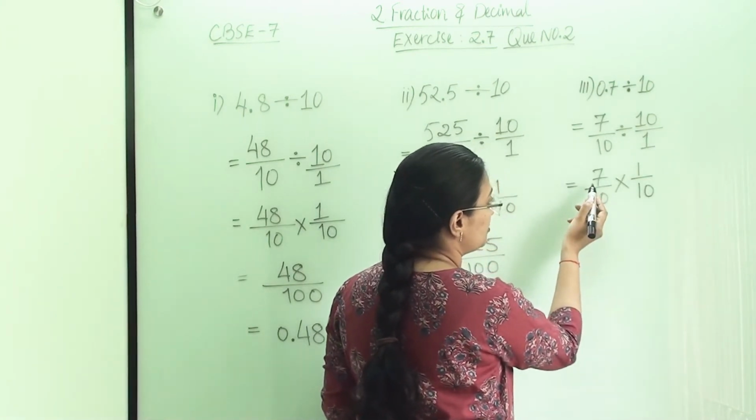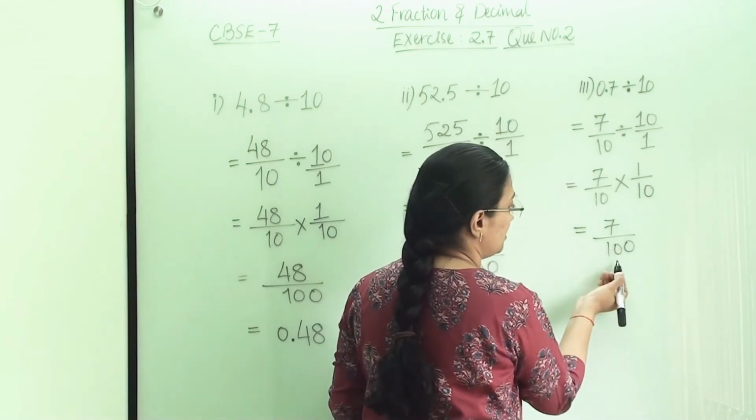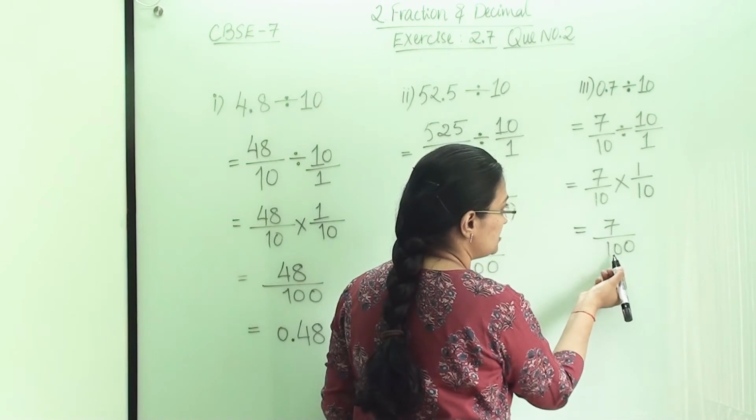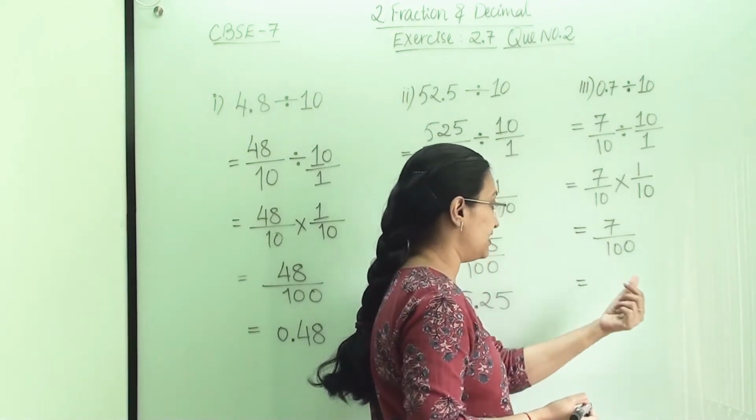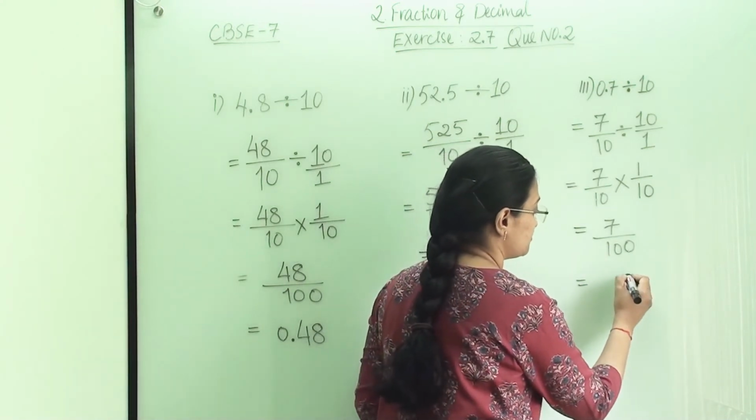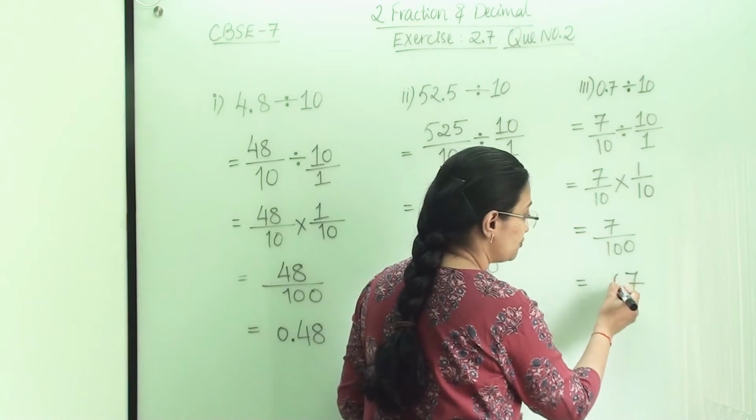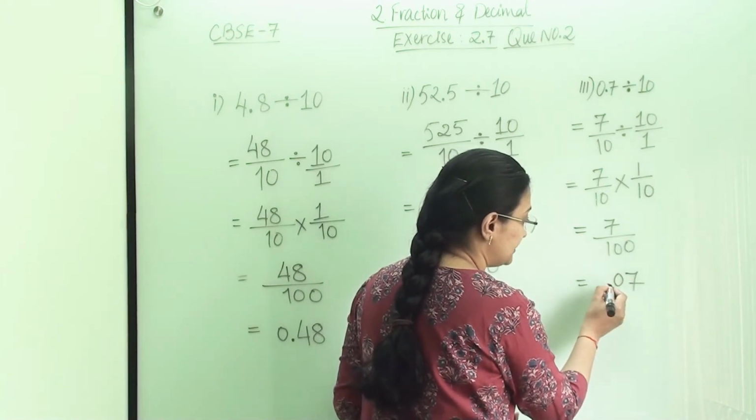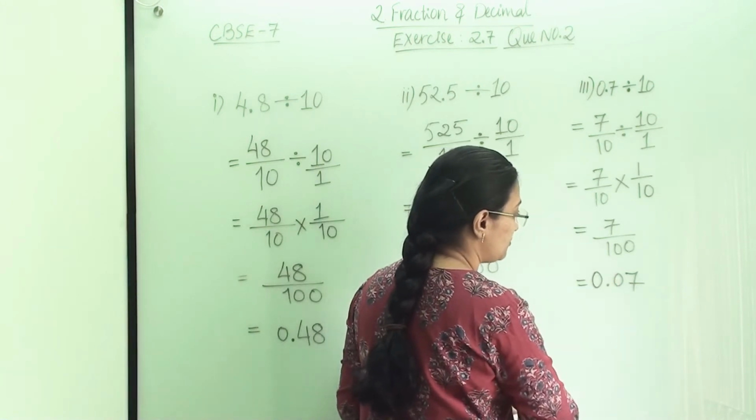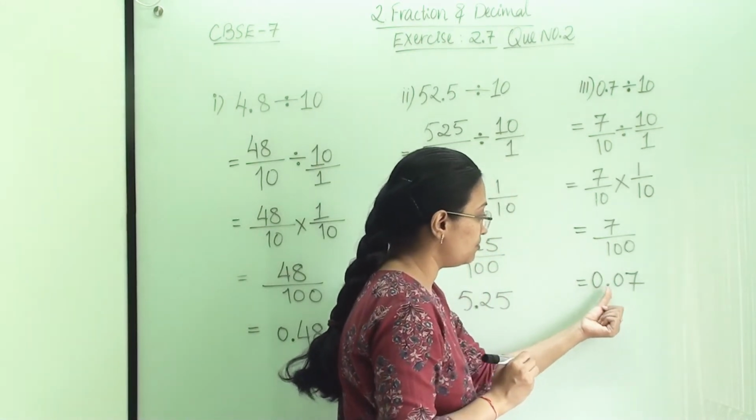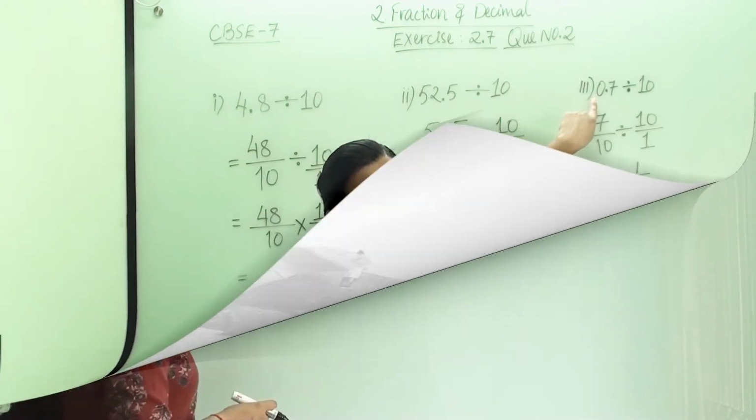Now in the denominator of 7, 100 is there. So 7 over 100. Let us count two numbers from the right side. So 7 is there. So this is one number. Now no more numbers are there, so we are going to put 0 and then we are putting the decimal point. And since there is no other number, we are putting one more 0 here. So 0.07 will be the answer of this numerical.